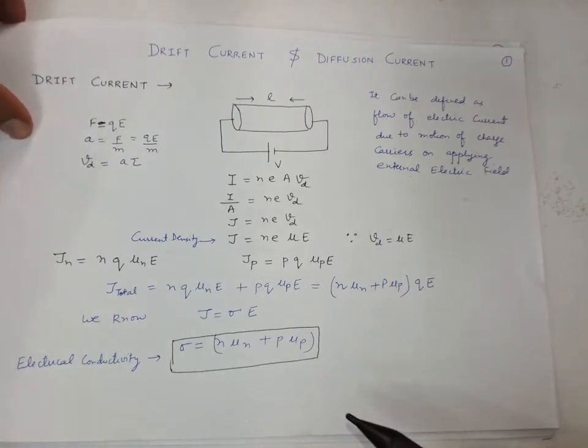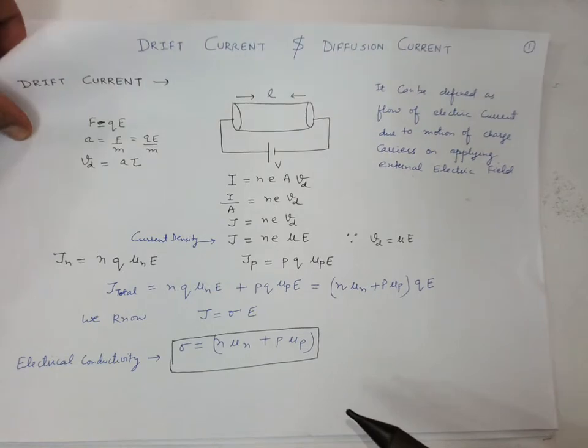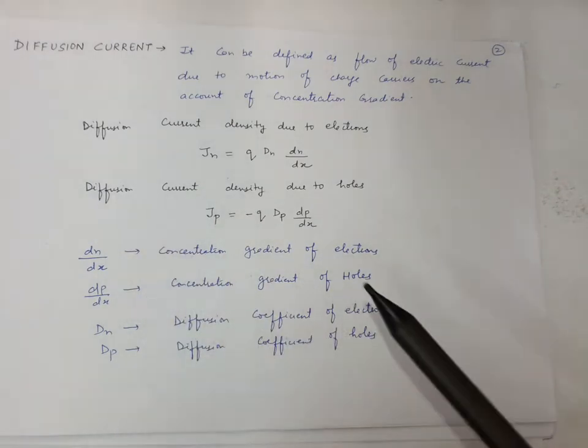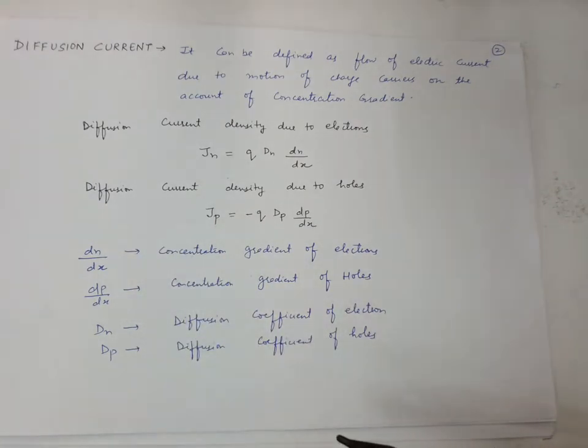Now let's talk about the next type of current, which is called diffusion current. As we all know, diffusion is a phenomenon which takes place on account of a concentration gradient. Now what does concentration gradient mean? Concentration gradient means that there is a difference in the concentration of the charged particles.